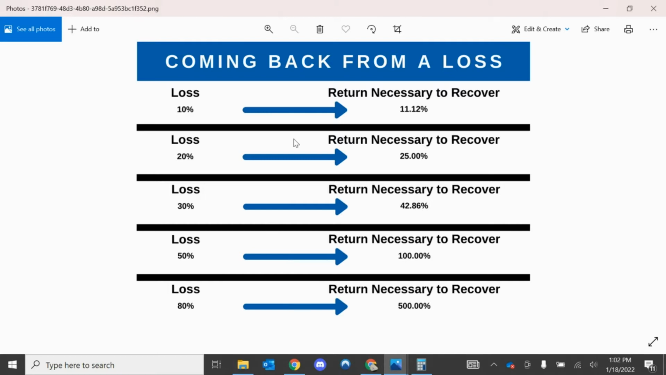Say if you only lose 1% of your trade, you only need to gain back about 1.1% to be back at break even again. Whereas if you are risking, say, 10%, 20%, and you happen to lose that trade, well, now you have to have 25% to a 42.86% gain just to get back to break even and have your portfolio back to where you started.